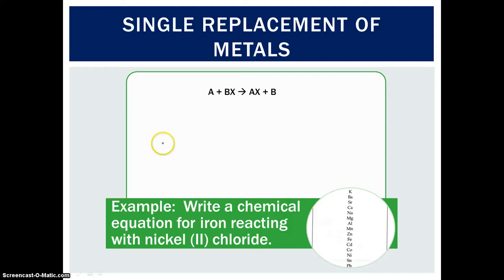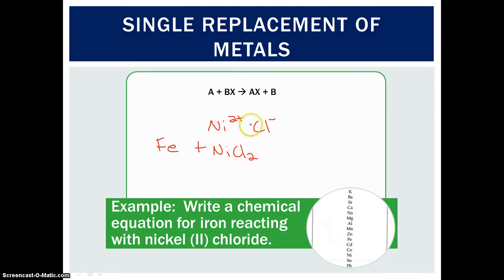Just iron reacting with nickel(II) chloride. It's an ionic compound, so I want to write my ions: nickel 2+, chlorine, NiCl2. Now I look, I have a single element and an ionic compound.